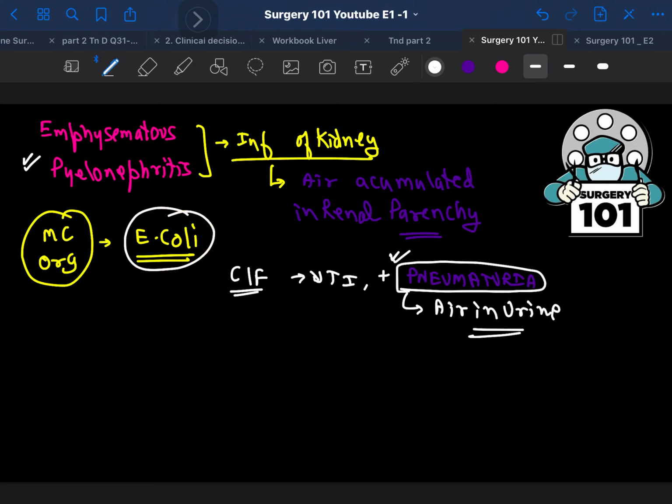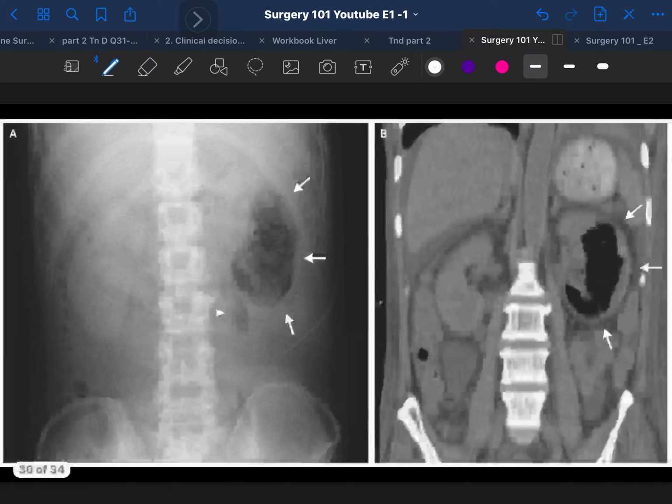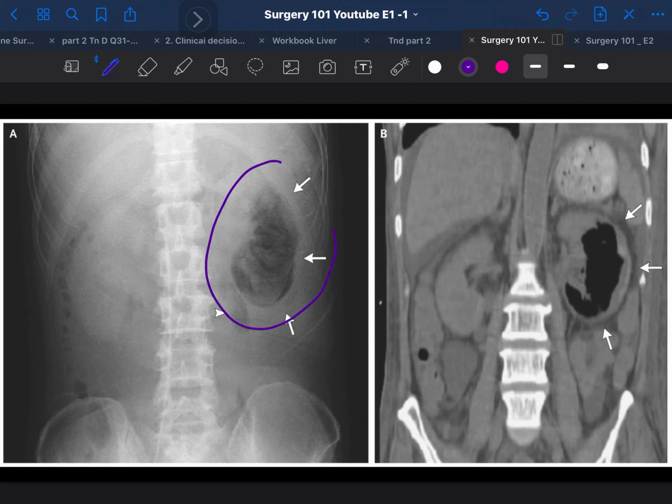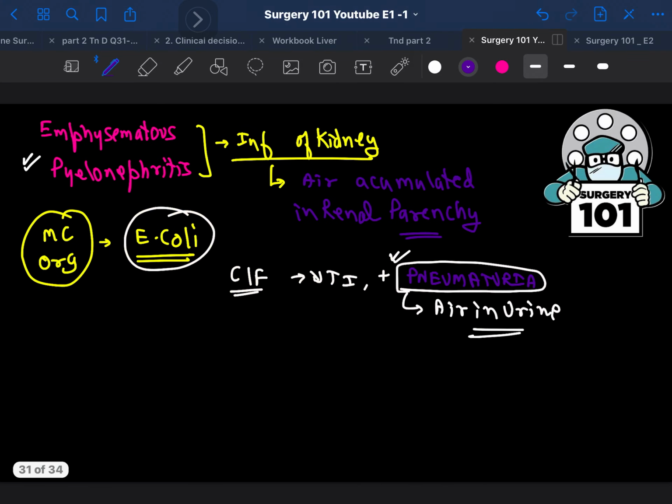So two things which you need to understand: E. coli and pneumaturia. If they are giving a scenario with the background that the patient has a UTI and a renal infection, definitely the diagnosis is emphysematous pyelonephritis. Now, I hope you are able to appreciate that this is an X-ray. What are you getting on the X-ray? That there is air around the kidney. So if there is air around the kidney, this is telling you that again this is emphysematous pyelonephritis.